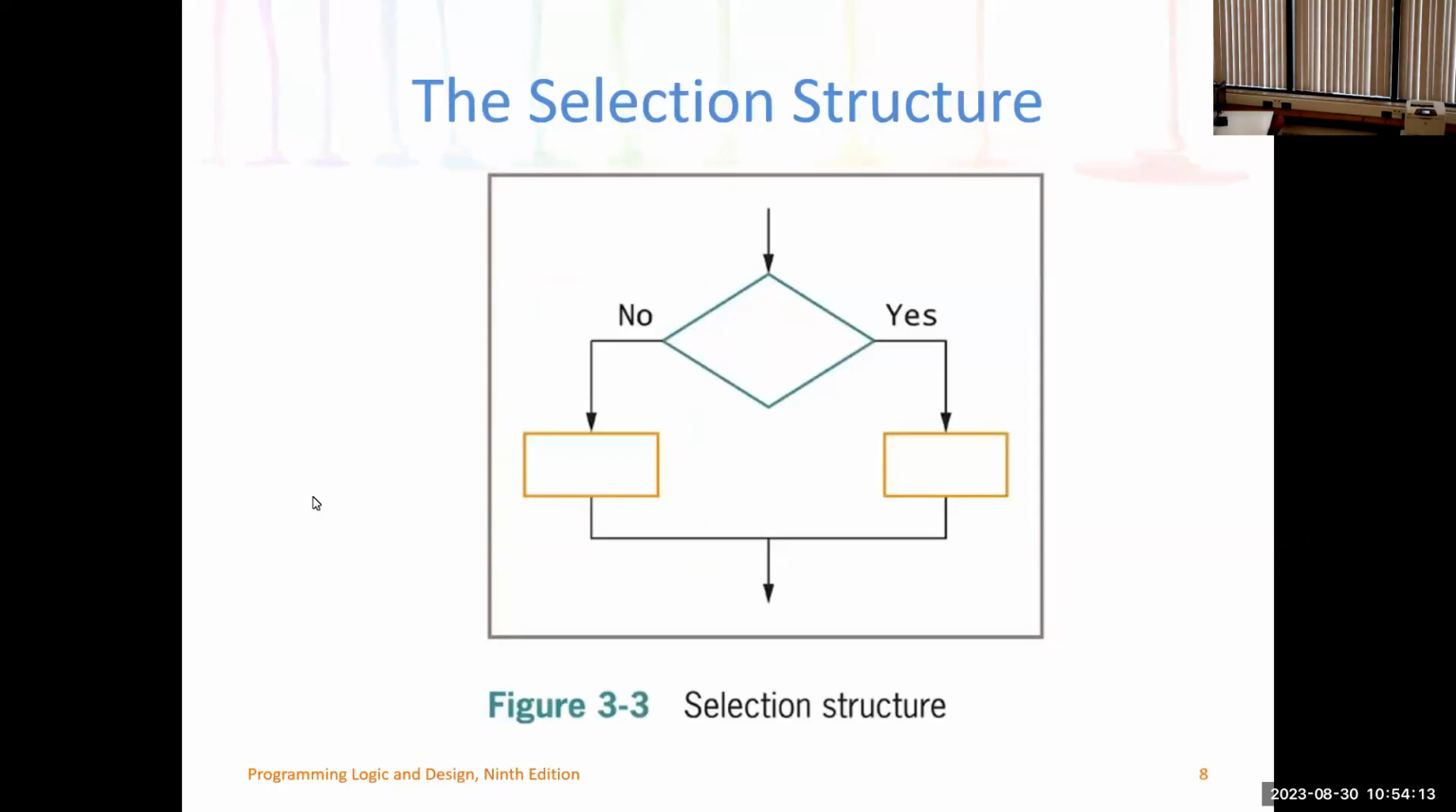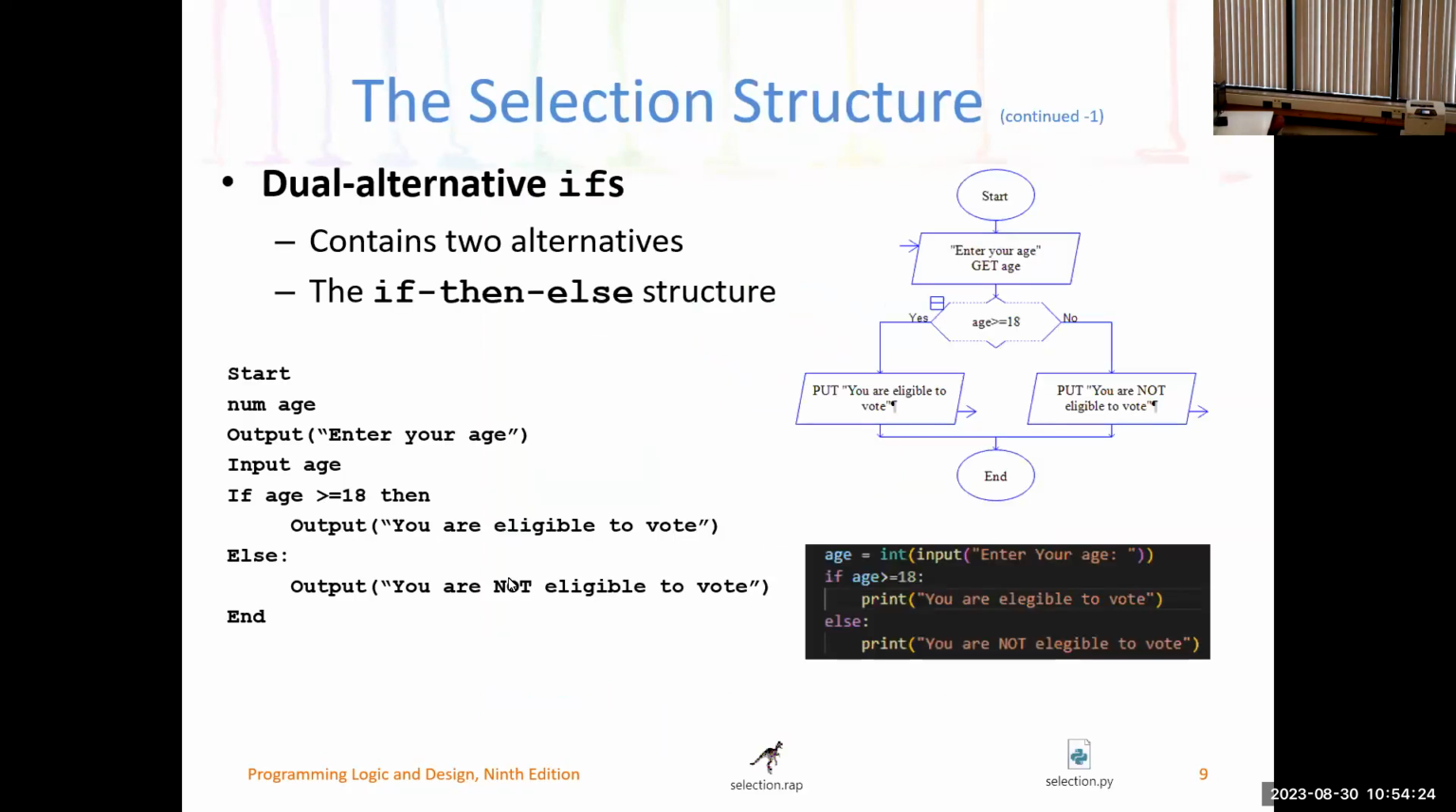Now the selection structure. You have a condition to check. If yes, you do something. If not, you go to another branch and do something else. That is the dual alternative here. About the selection structure, you can have a dual alternative or a single alternative.